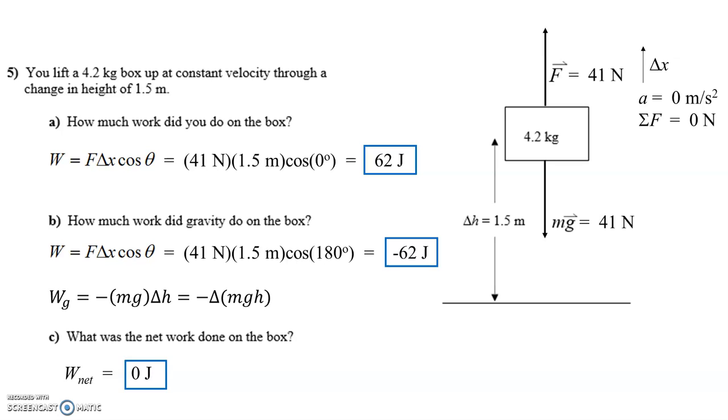So this is where we left off in problem 5. We had taken this object, we had lifted it up at a constant velocity, applying a force that was equal to the weight, so that the net force was 0, so it didn't speed up or slow down. We found the work that we did.